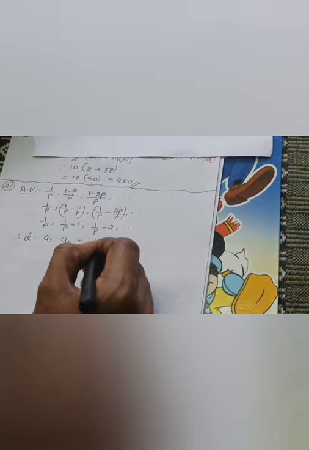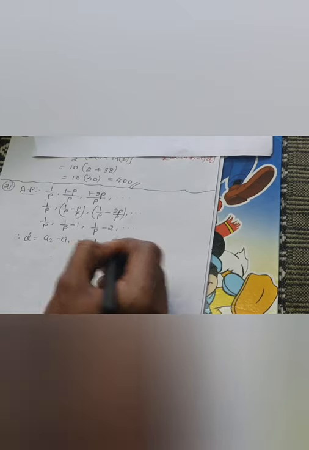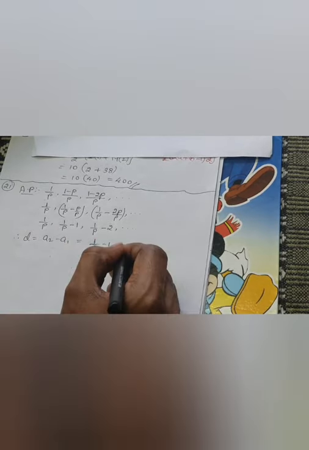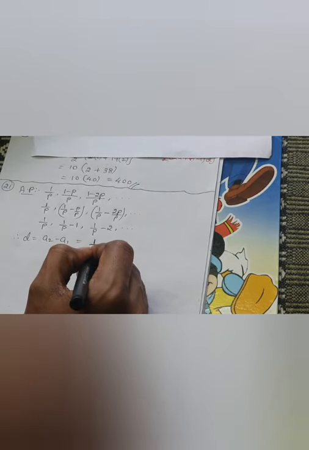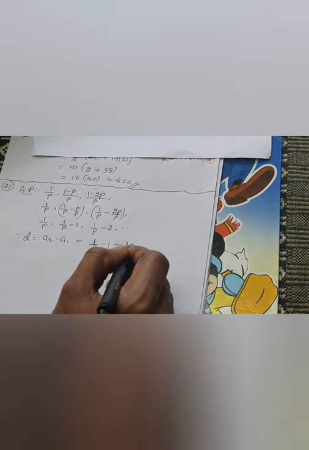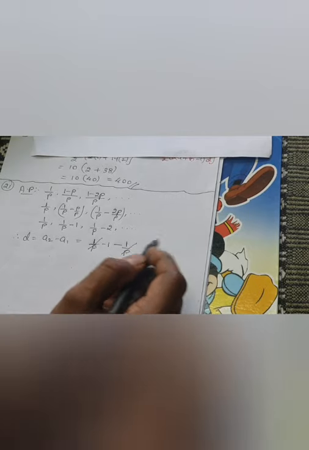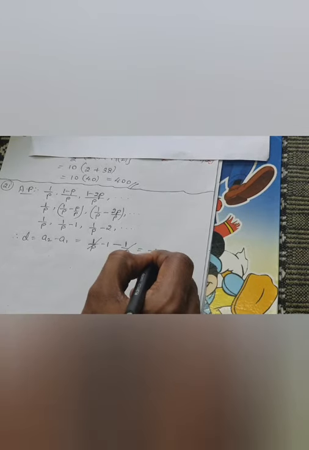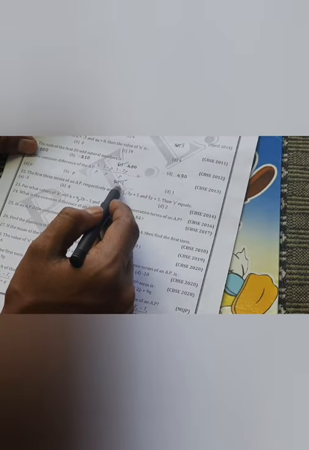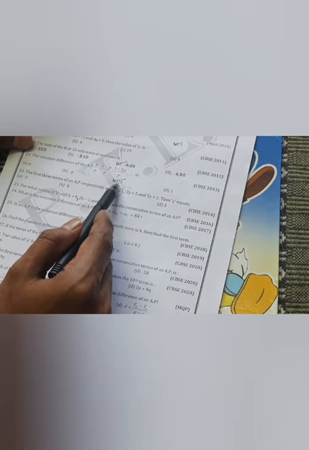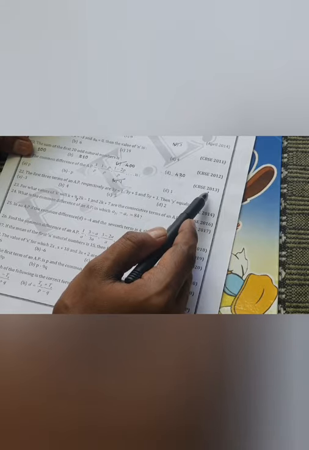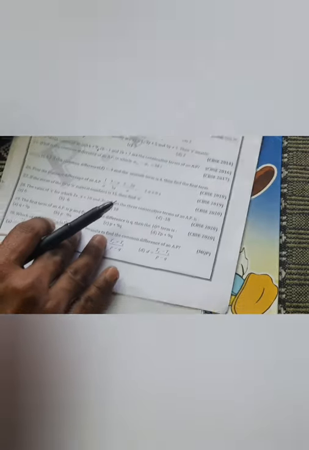So the second term is 1 by p minus 1, minus the first term, 1 by p. We can see here 1 by p is plus, and here 1 by p is minus. Plus 1 by p and minus 1 by p get cancelled. So the common difference is minus 1. The options given are p, minus p, 1 and minus 1, so the right answer will be minus 1. This was asked in the CBSE question paper 2013.